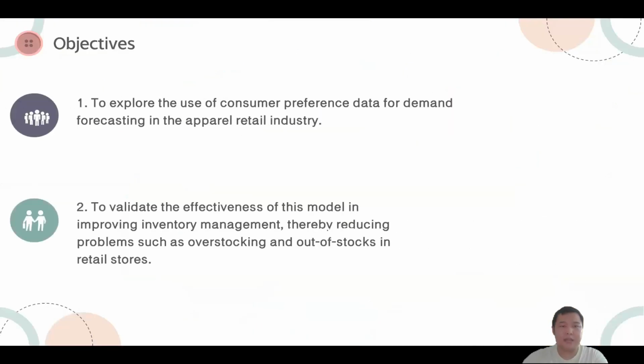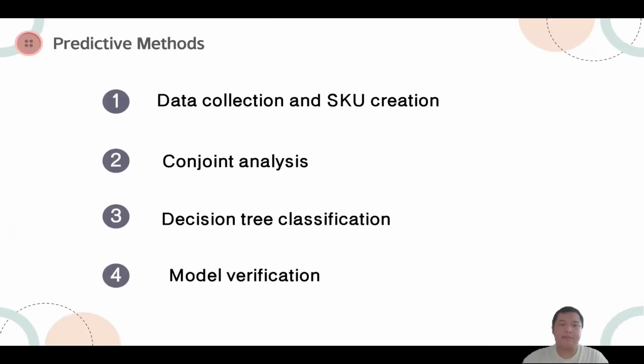This research has two objectives. These objectives focus on improving demand forecasting in apparel retailing through the use of detailed consumer preference data. And it has four predictive methods. The first one is data collection and SKU creation. It's about collecting consumer preference data through a store intercept survey and creating hypothetical stock keeping units using a full factorial design.